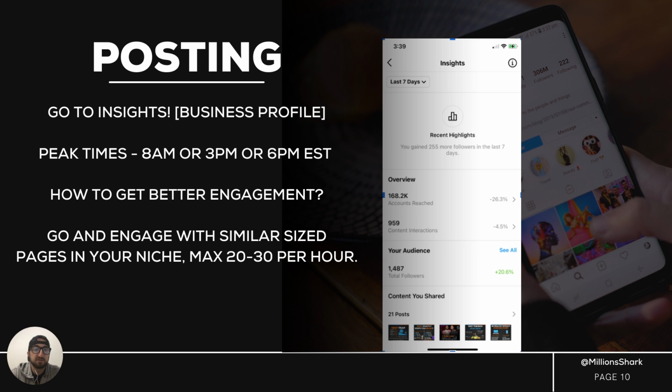So go to your insights after your first few posts, and then you'll start actually seeing what times your audience is most active, where your audience is, targeting, geolocations, and stuff like that. So there's no real tips to get better engagement other than getting out there, posting at peak times, and commenting back when people comment on your stuff.